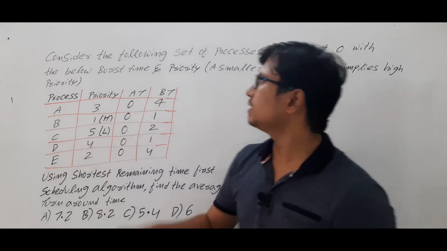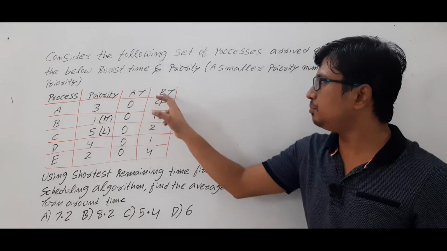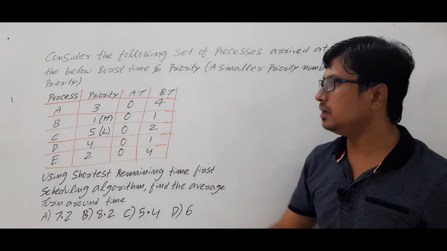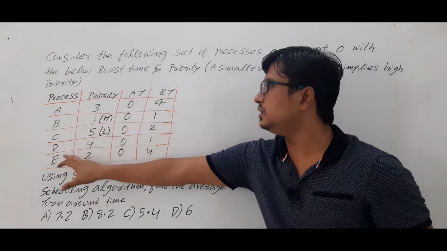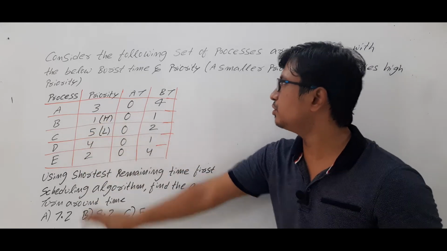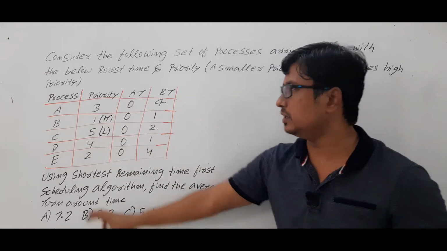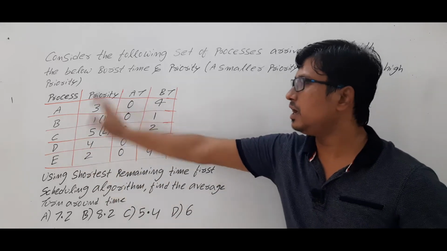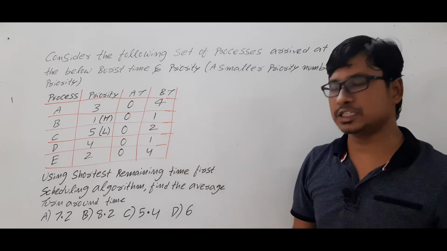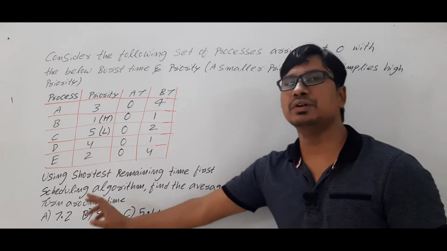Look at the question. Consider the following set of processes arrived at 0 units of time with the below burst time and priority. A smaller priority number implies high priority. Processes A, B, C, D, E have arrived at 0 units of time and their priorities are 3, 1, 5, 4, 2. A smaller priority number implies high priority, so process B will have the highest priority and process C will have the lowest priority among the 5 processes. Their burst times are 4, 1, 2, 1, 4 respectively. Using the shortest remaining time first scheduling algorithm, find the average turnaround time.